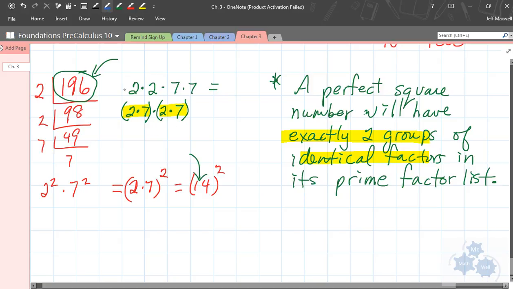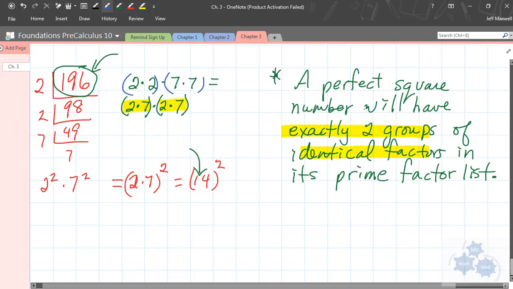Now, I couldn't group these two together and say, hey, those are two identical groups, because they're not. That's 2 times 2, this is 7 times 7. But if you split those up, you have 2 times 7 all twice. See that? So that's the way you can check to see if something is a perfect square. That should line up too. And let's talk about a perfect cube in the same way.